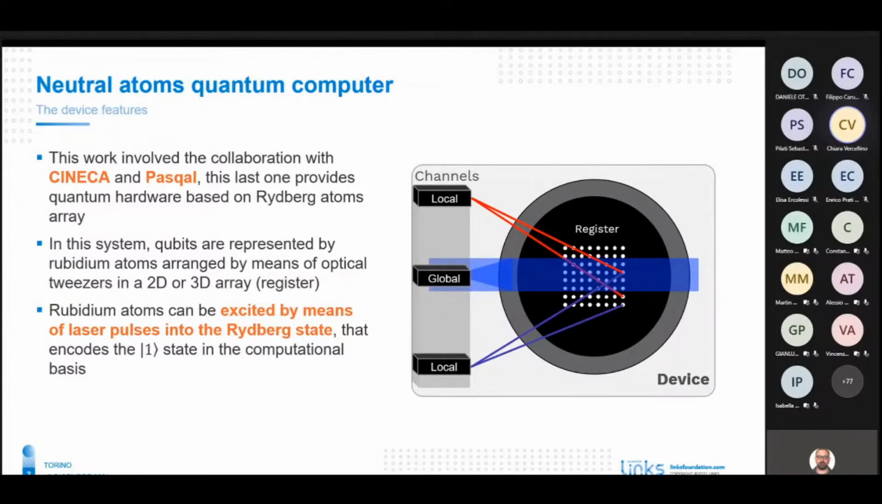They provide a system in which qubits are represented by rubidium atoms. These atoms can be mapped into a register that can take the configuration of a 2D or 3D array, and by means of laser pulses, these atoms can be excited into the Rydberg state. This Rydberg state is the one that encodes the one state in the computational basis, and it is the key to mapping optimization problems by exploiting neutral atoms.